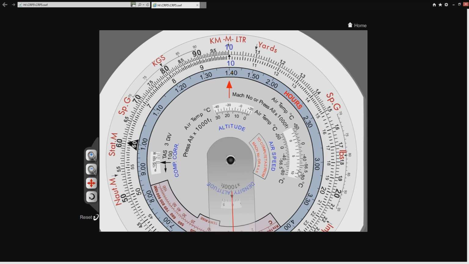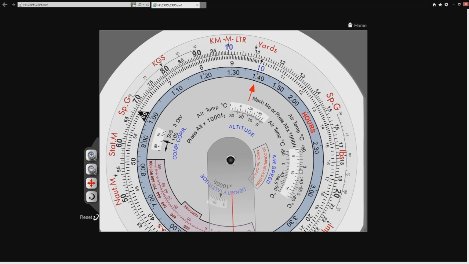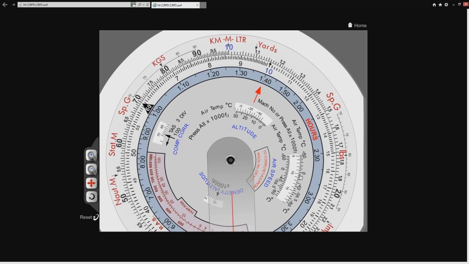So if I see my 10 down here, you can see this on the pressure altitude, which is represented by this center white arc. At 10,000 feet, if I set up my temperature to minus 5, remember, minus numbers are to the right, positive numbers are to the left. There's 0, so this number here is minus 5. And I'm going to set that minus 5 up next to my 10,000 feet.